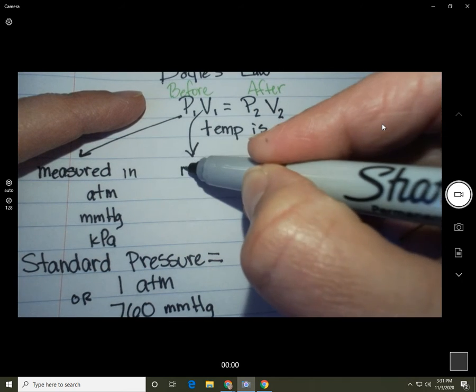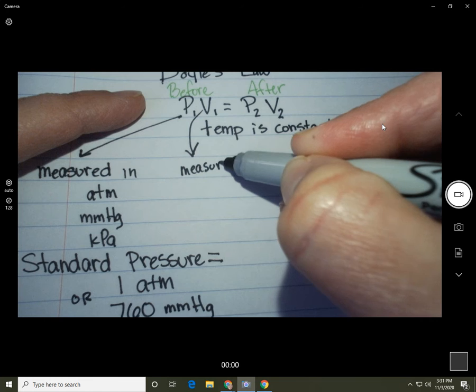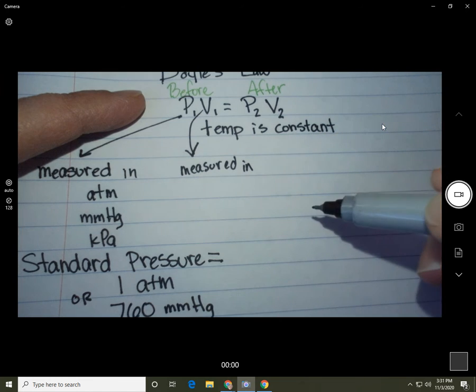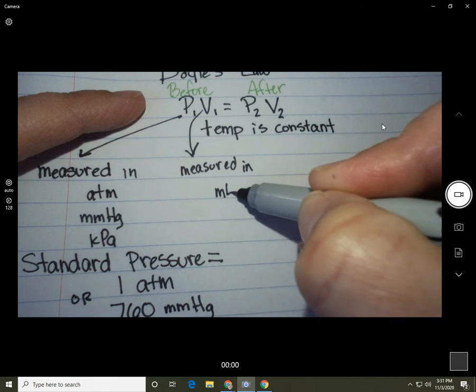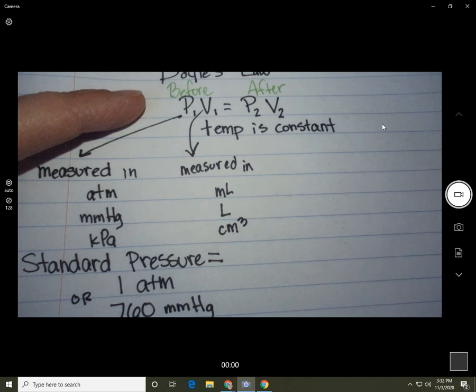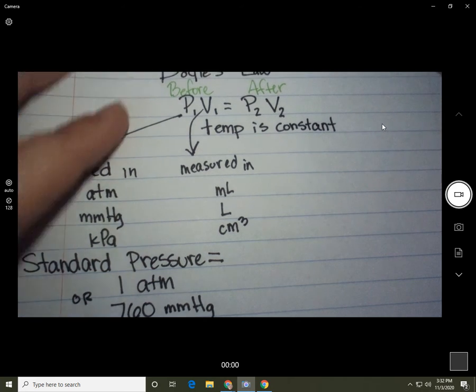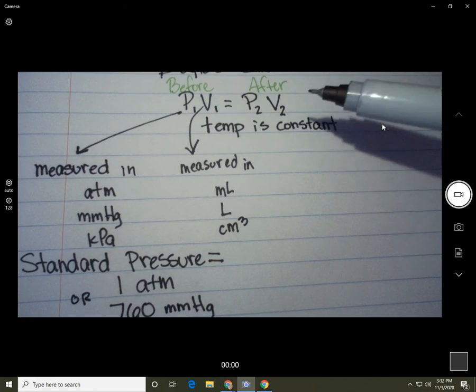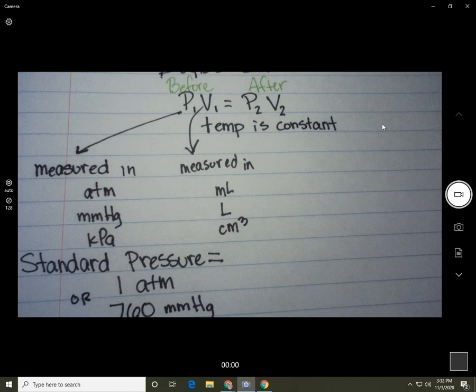But what about volume? What is volume measured in? Volume is measured in milliliters or liters or sometimes centimeters cubed. There is no standard volume. Standard volume is just whatever space that it's taking up. Remember, volume is the space that is being taken up. All right.